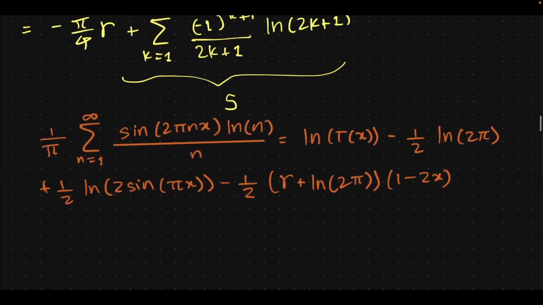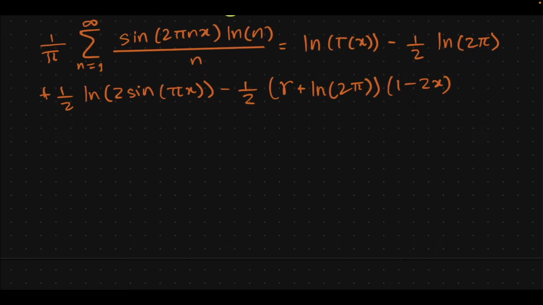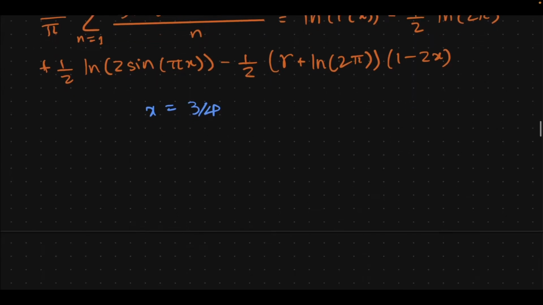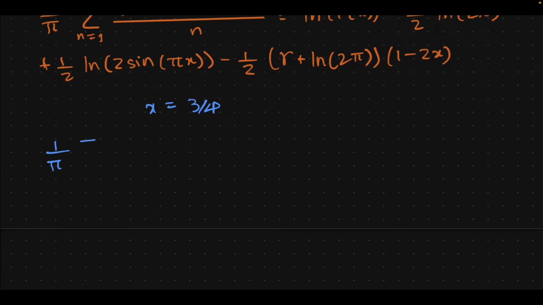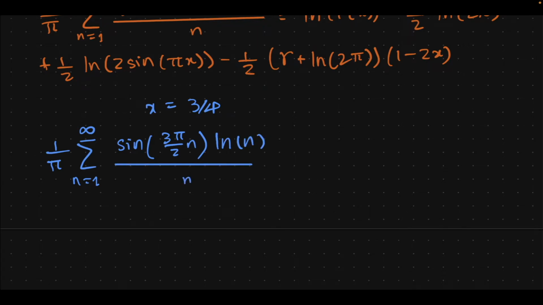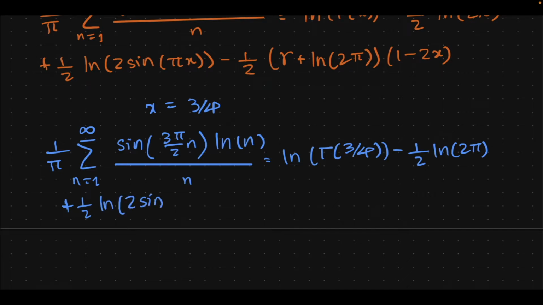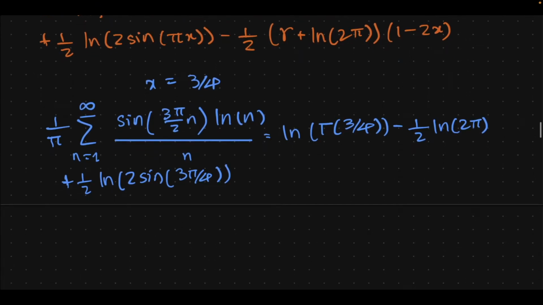You'll see we have the natural log and we have n in the denominator. Let's try to fix a value of x. So if we set x to be 3 over 4, let's see what that does. This is purely trial and error. 1 over pi sum from 1 to infinity of sine of 3 pi over 2 n natural log of n over n equals natural log gamma of 3/4 minus 1/2 ln 2 pi plus 1/2 ln 2 sine 3 pi over 4 minus 1/2 gamma plus ln 2 pi times 1 minus 3/2.